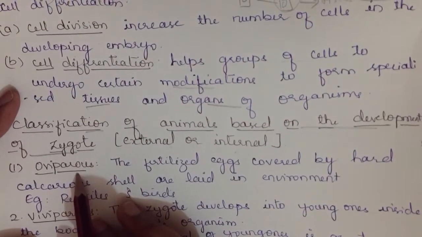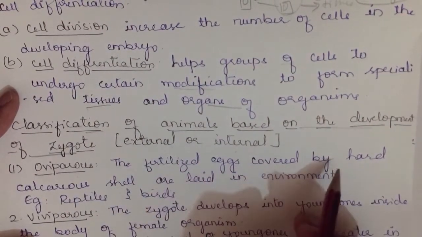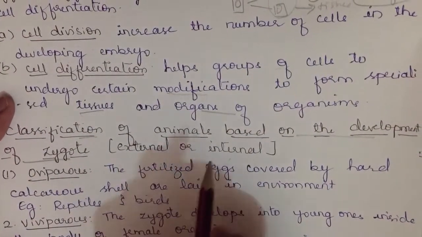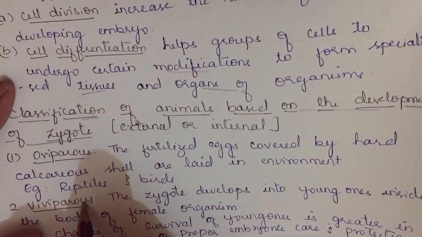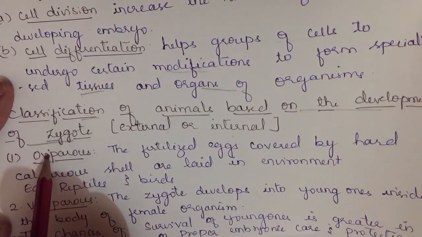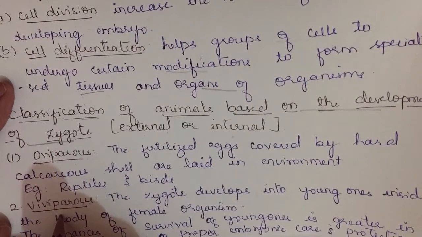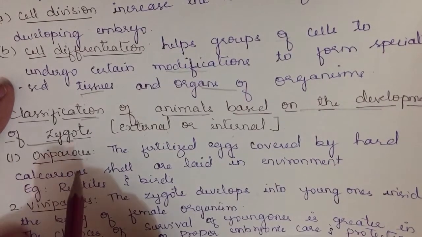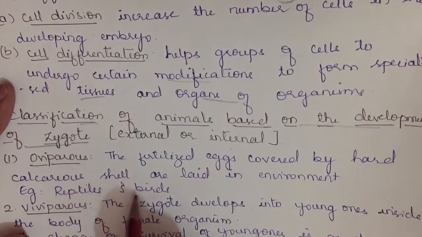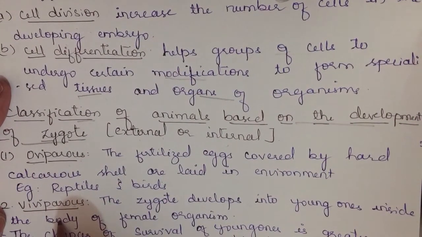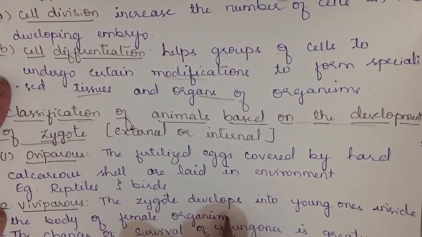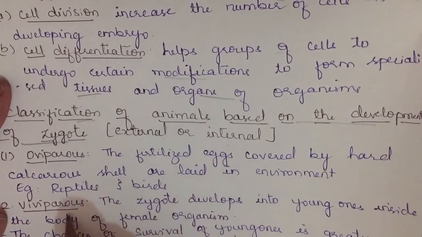First one is oviparous. The fertilized eggs are covered by a hard calcareous shell. In the easiest way, oviparous are the organisms which lay eggs. Then you have viviparous, the organisms which give birth to young ones. The organisms which lay eggs are reptiles and birds. Viviparous, the organisms which give birth to young ones, are most of the mammals. You'll find many other organisms are also viviparous.